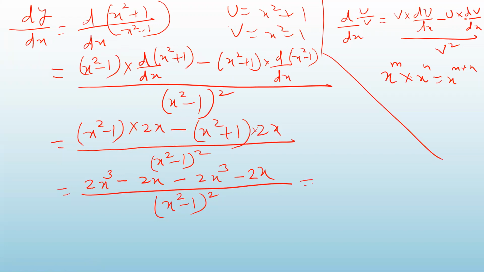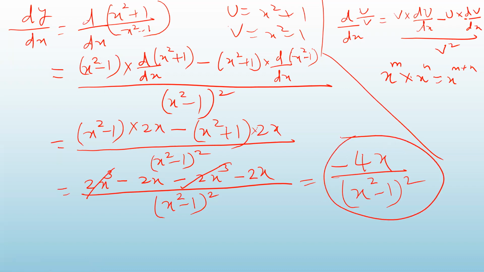Now see which terms will get cancelled. This is 2x cube with plus sign and this is 2x cube with minus sign, so this and this will get cancelled. And minus 2x and minus 2x will give you minus 4x divided by x square minus 1 whole square. So the answer is minus 4x divided by x square minus 1 whole square.